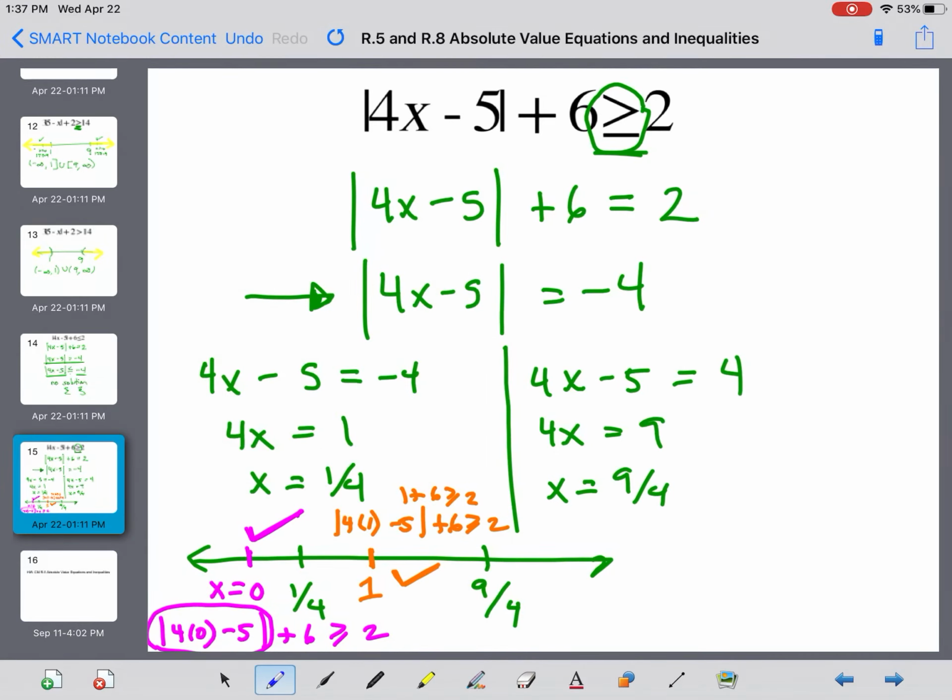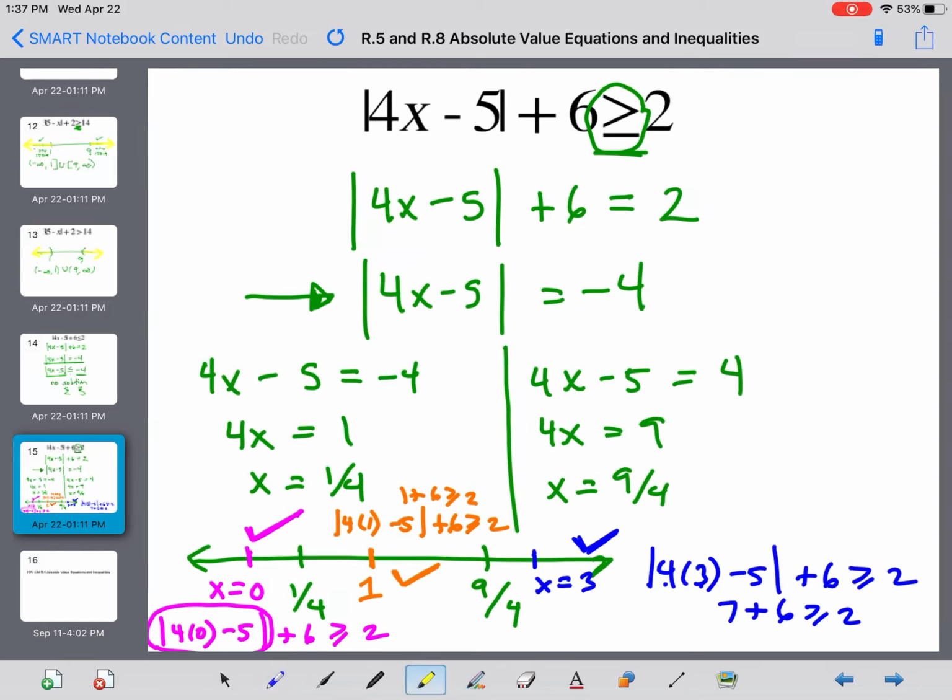Lastly, let's check something bigger than 9/4. Let's be crazy and pick x equals 3. So 4 times 3 minus 5, the absolute value of that, plus 6: is that greater than or equal to 2? That's 12 minus 5, which is 7. The absolute value of 7 is 7, and 7 plus 6 most definitely is greater than 2. So all 3 of these intervals work.